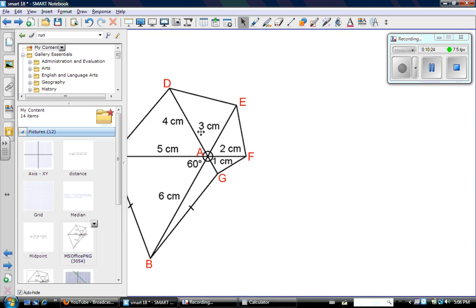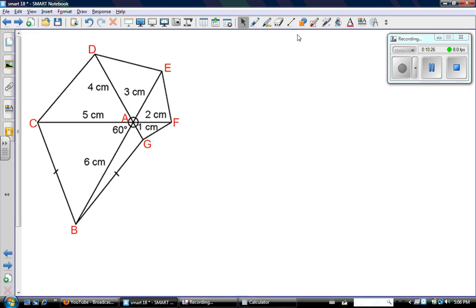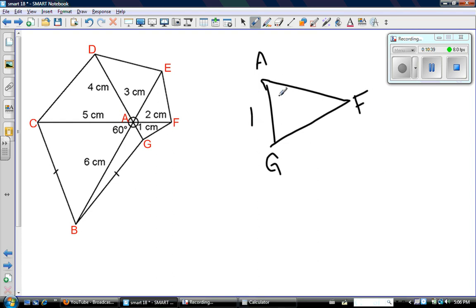So again, pulling my picture up. I like to draw the thing I'm dealing with separately. So here's that tiny little triangle, AGF. This is 1, this is 2, and we've just discovered that this angle here is 86.1 degrees. And now I can use the cosine law to find the length of this side.